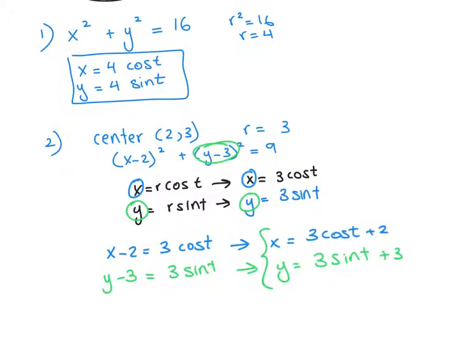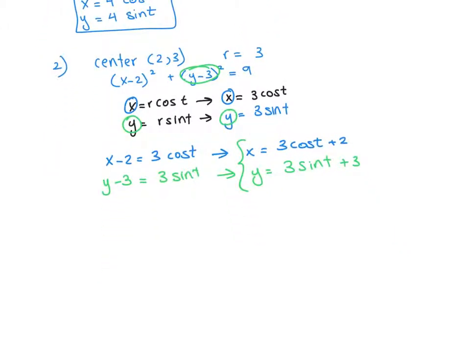Now let's take a closer look at this. This is the radius, and that's the x value of the center. So when I'm given a description like that, can I simply say that x is equal to the r cosine t plus the x coordinate of the center, and y is equal to r sine t plus the y coordinate of the center, instead of doing this every single time? Absolutely.